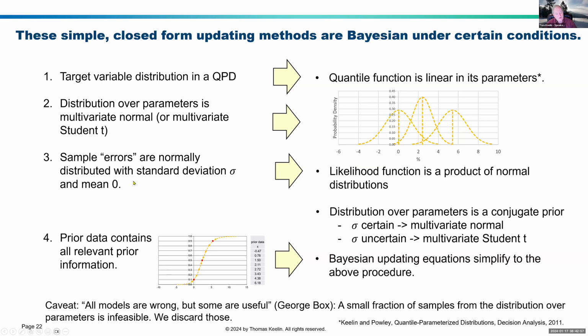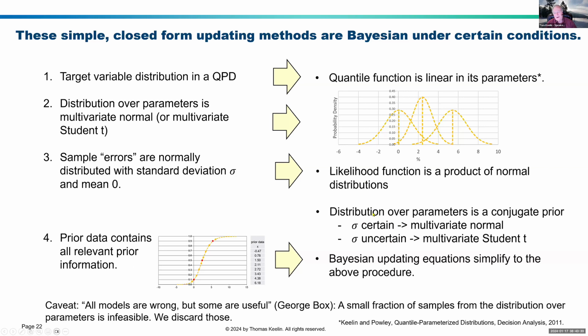Third, sample errors, quote unquote, are normally distributed with standard deviation sigma and mean 0. This is the standard assumption. It's even called the standard error model in statistics that is underlying multiple linear regression. It implies that the likelihood function is a product of normal distributions, and that combined with the distribution of parameters being multivariate normal or multivariate student t means that the distribution over the parameters is a conjugate prior. And if sigma is certain, it's a multivariate normal. If sigma is uncertain, it's multivariate student t. You can work through all the math as in the 2011 paper.